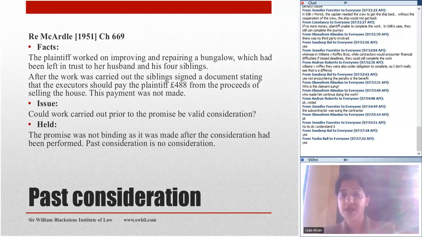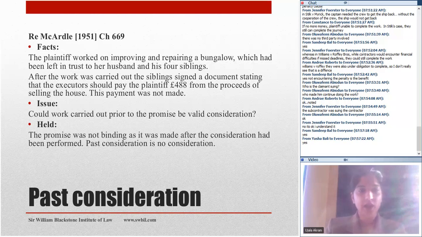So in McArdle, the claimant had voluntarily carried out the improvements to the property 2 years before the unenforceable and effectively gratuitous promise to pay her for doing so. The fact that the promise said "in consideration of you carrying out the improvements" did not turn the improvements into good consideration, as the improvements had already been made by the time the promise was made. So this past consideration refers to a time period before the promises were made.